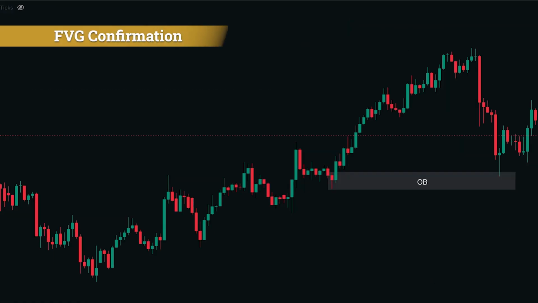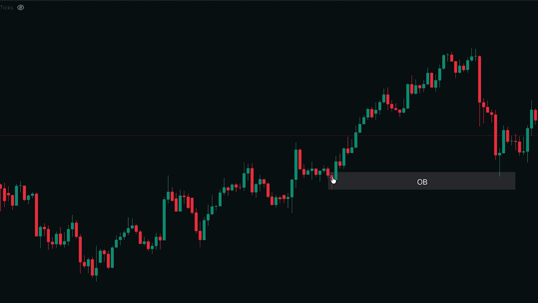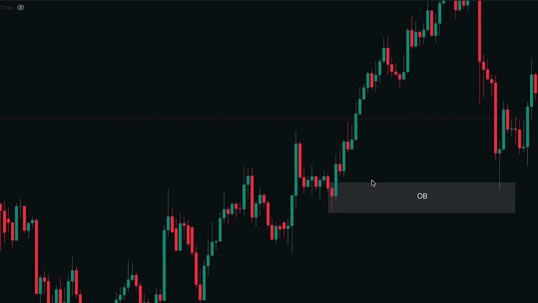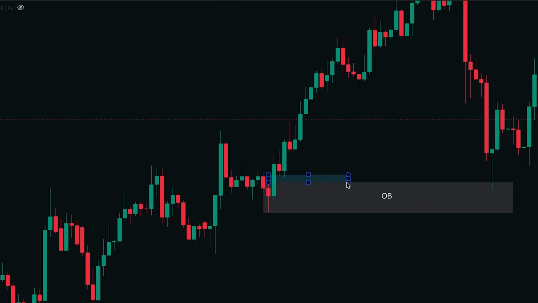Fair value gap confirmation. Not every order block is valid. A high-quality order block usually has something called an FVG, a fair value gap. A fair value gap is basically an imbalance in price delivery. It happens when price moves so aggressively that a gap is left between candles. Here's how you confirm it. After the momentum candle forms, look at the next candle. If the next candle does not fully overlap the order block area, a small gap remains. That gap is the fair value gap. And this is extremely important because it shows strong institutional aggression. The stronger the imbalance, the stronger the order block usually is.